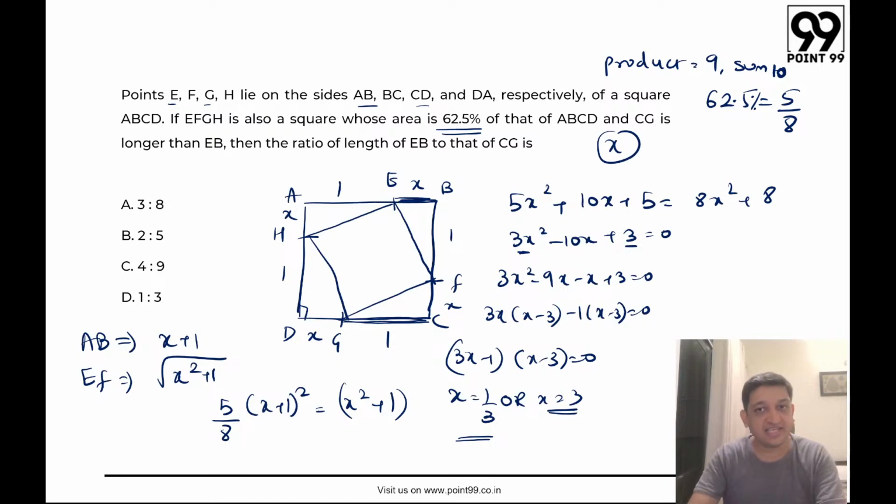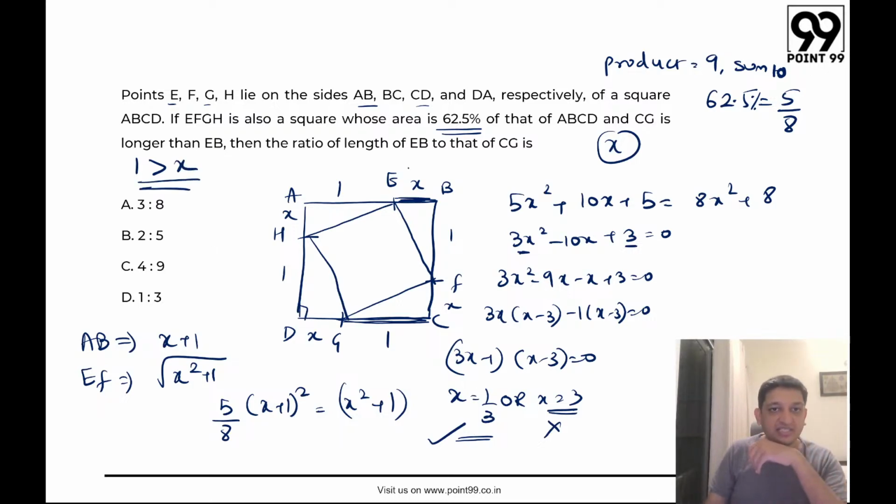If x is less than 1, I had two options. One was 1 by 3 and one was 3. So what should be my answer? My answer should be x is equal to 1 by 3. So this will be the right one, and this will not be the right one, because we have been told that CG is longer than EB. So 1 is greater than x, or x is less than 1. So I'll go for this one. The correct answer here is going to be x itself, which is 1:3.